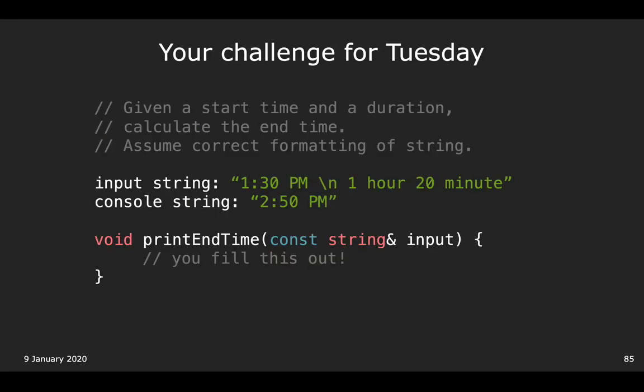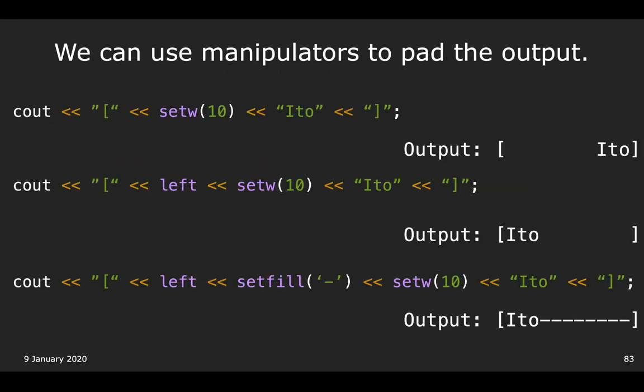Does your manipulator that gives you space work on a network stream in addition to cout? Good question. Not all of the manipulators work. For example, for input streams, you can't do endl, because you can't really read a new line, right?